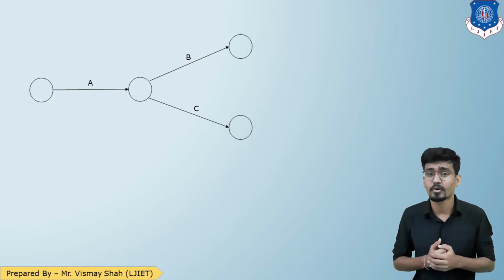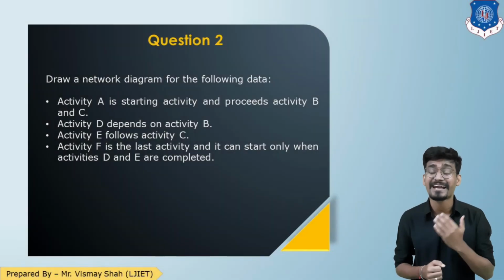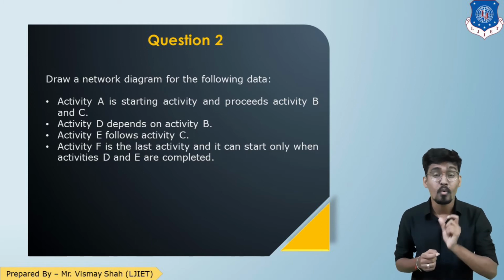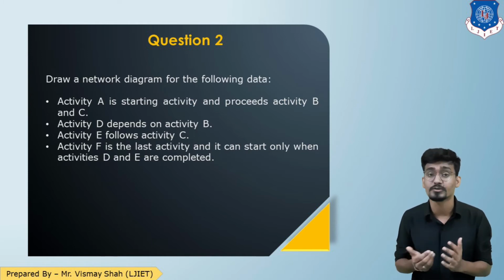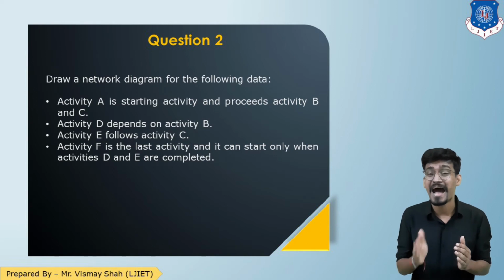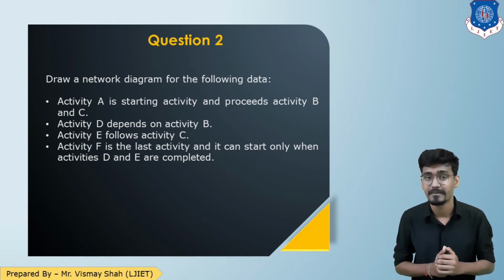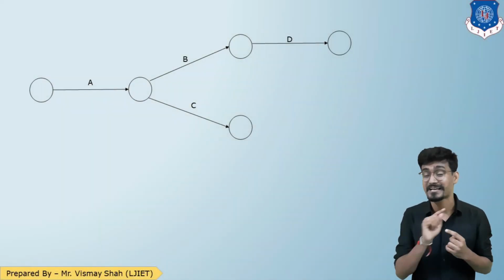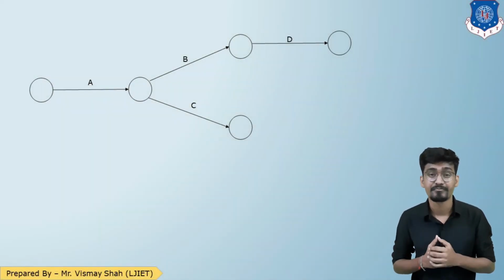Now let's come back to the question and read the further line. The next data is activity D depending on activity B. Now this word depending means follows. So activity D is coming out from activity B. So let us draw that. This is how activity D is being represented, coming out from activity B.